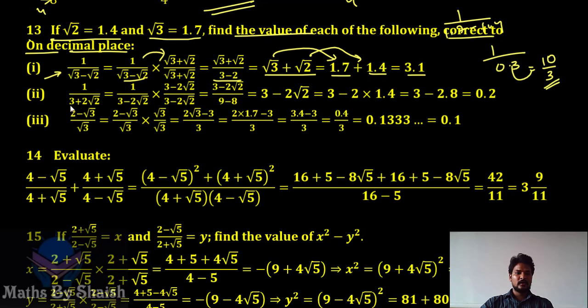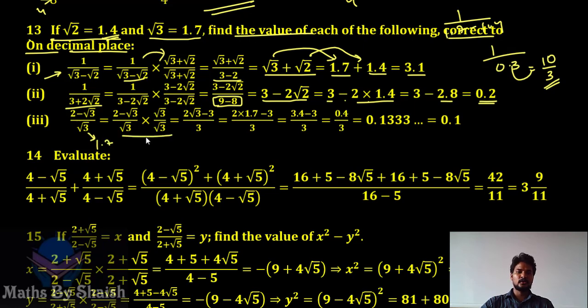And 1 over 3 plus 2 root 2, similarly again we have to rationalize it, and we got the denominator as 9 minus 8, that is 1, so it is easier, and 3 minus 2 root 2 in the numerator. That's why 3 minus 2 times 1.4, because root 2 is 1.4, 2 into 1.4 is 2.8, and 3 minus 2.8 is 0.2. Similarly here we have root 3. If we put root 3 as 1.7, it would be very difficult to divide, so we rationalize it.